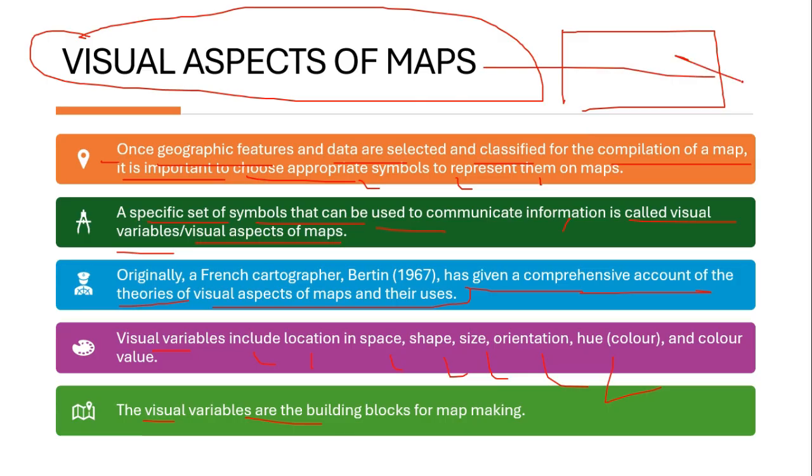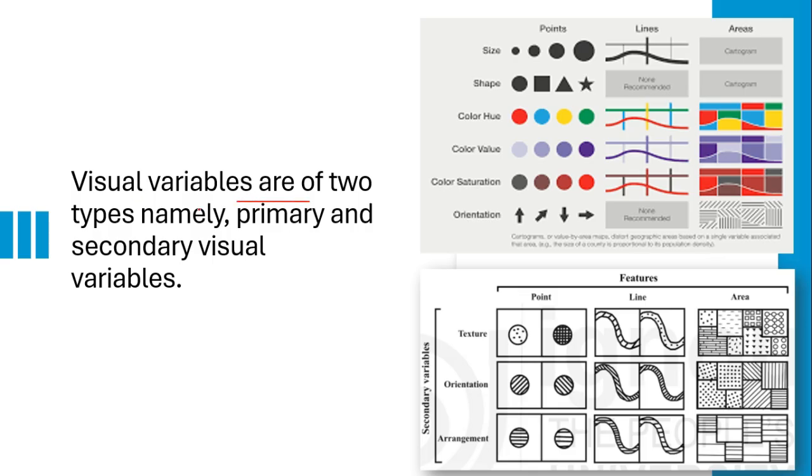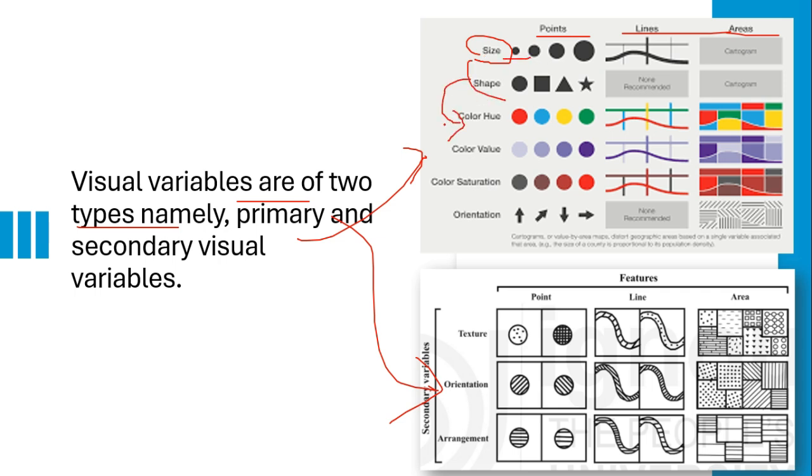So for explaining it more, visual variables are of two types, namely primary and secondary visual variables. How point, line and polygon features are visually represented on a map based on their size, shape, color, color value, color saturation and also orientation, these are called primary visual variables. Then we have secondary visual variables, where point, line and area are represented based on their texture, orientation and arrangement.